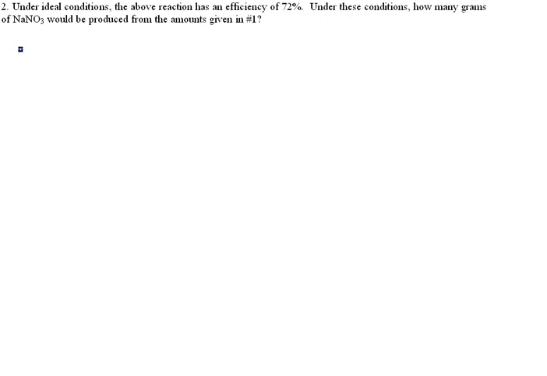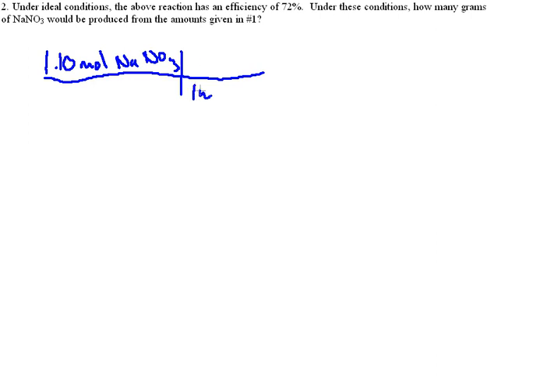So it turns out, with the amounts that we were given, the most we could have made was 1.10 moles of sodium nitrate. And we're just going to take that number and find out how many grams of sodium nitrate we have. And we know that 1 mole of sodium nitrate, look up our molar mass or calculate it, would give us 84.9952 grams of sodium nitrate.